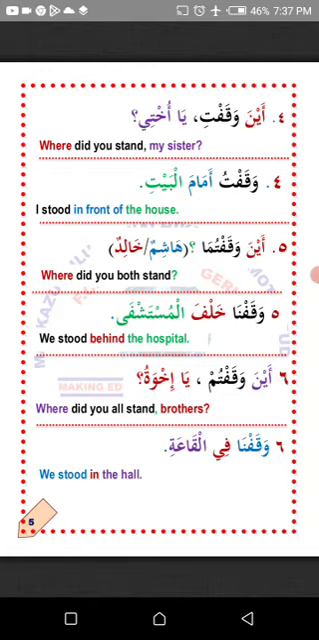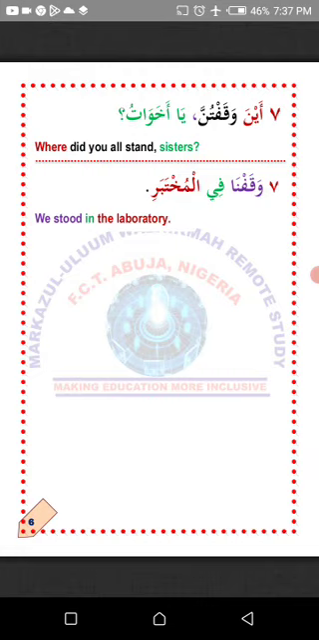ما شاء الله. Number 7. أين وقفتن يا أخوات؟ Where did you all stand, يا أخوات sisters? Now the answer. وقفنا في المختبر. We stood in the laboratory. لعلك فهمت? I hope you understand.